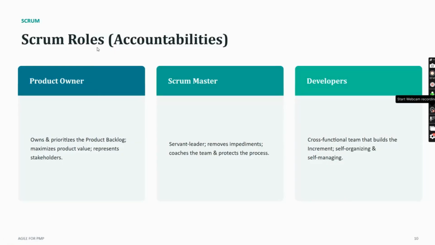Scrum roles and accountabilities. Whenever you see a product owner, Scrum Master or developer, you can identify this as a Scrum role in exams as well. Product owner owns and prioritizes the product backlog, maximizes product value, and represents the stakeholders. Scrum Master is a servant leader, removes impediments, coaches the team and protects the process. Developers are a cross-functional team that builds the increment and is self-organizing and self-managing.